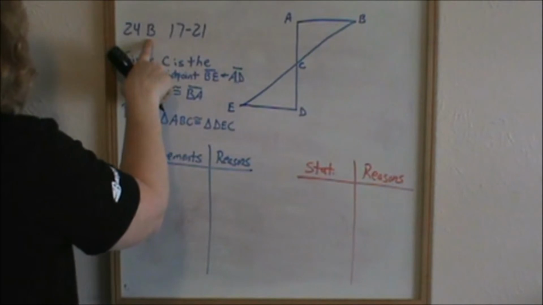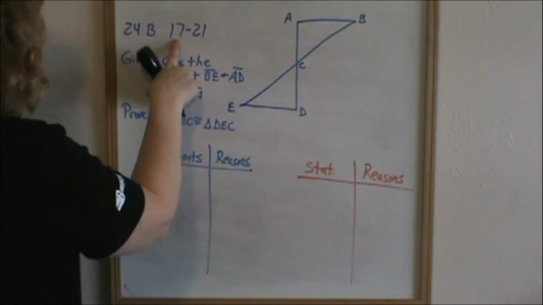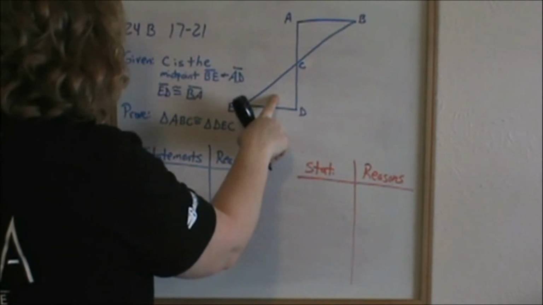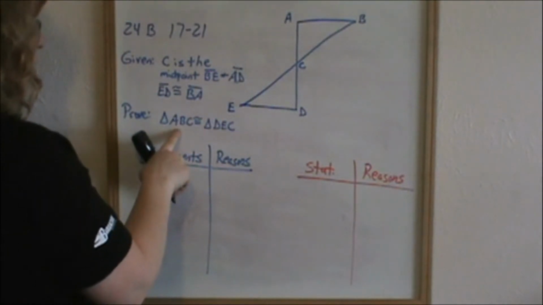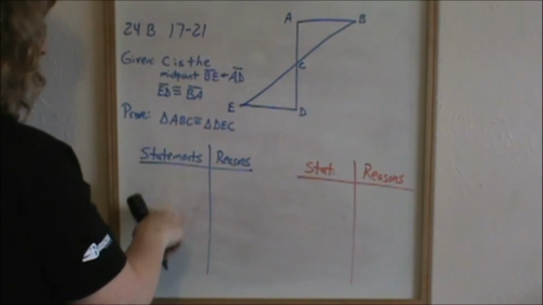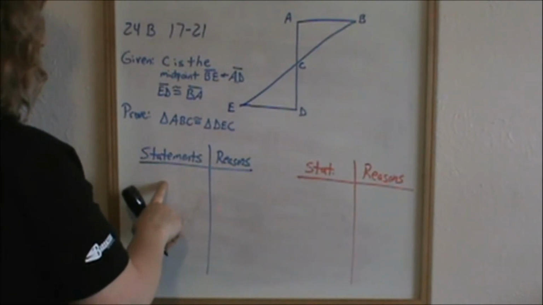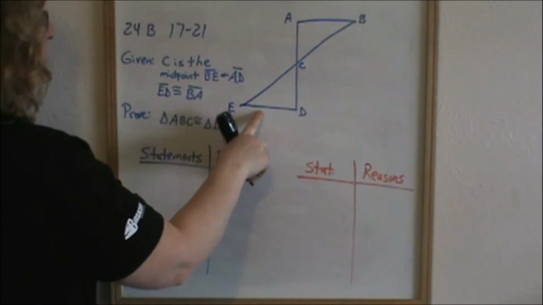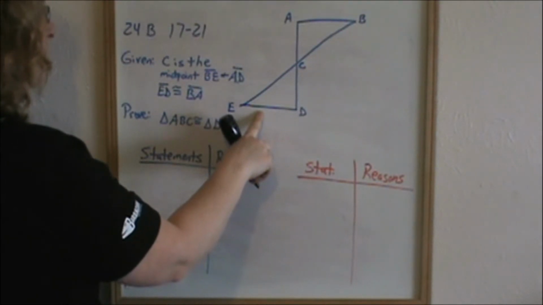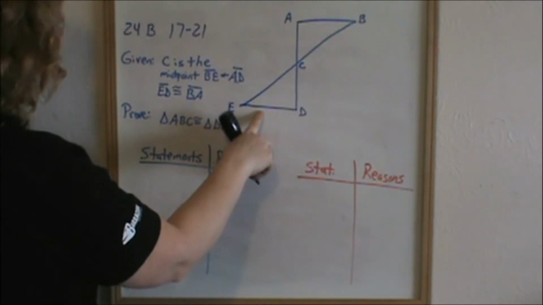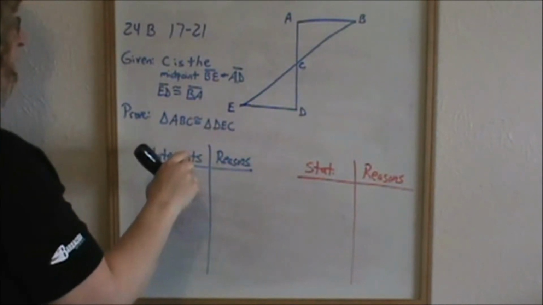Okay, we're going to be looking at 24B, 17 through 21. And we have this picture here. And this problem will show you why I don't necessarily like to fill in the blanks for your statements and reasons, because these two triangles can be proved congruent by either side, side, side, or side, angle, side. And I'm going to show you both of those.